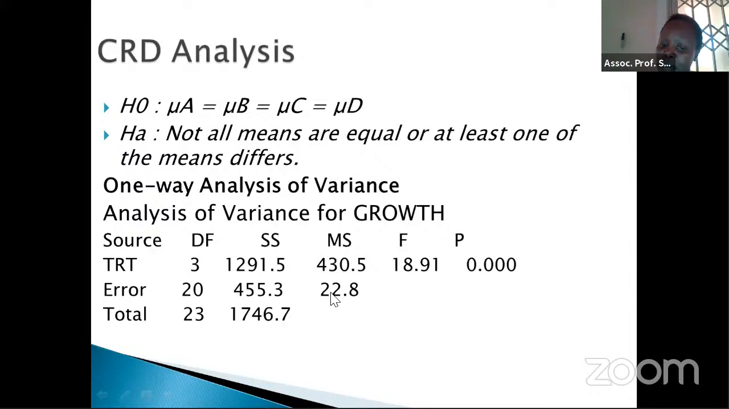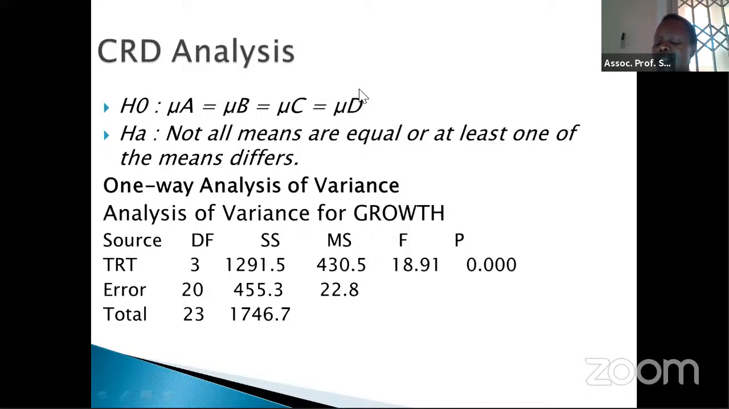And when we divide by 22.8, it gives us an F value and a corresponding P value. You remember that we said we are going to use our default of 5% to test our hypothesis. And we said 5% is the probability that the null is assumed to be correct. So if we get anything lower than 5%, then we have evidence to reject the null hypothesis and conclude that not all means are equal, or at least one of the means differ.